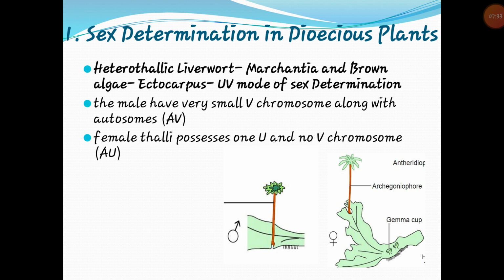As stated above, the dioecious plants are those in which the male and female sex organs, antheridia and archegonia in lower plants, and the male and female flowers in phanerogams, are produced on different plants. So heterogametic male, heterothallic liverwort, that is Marchantia, and the brown alga Ectocarpus, show this mode of sex determination.